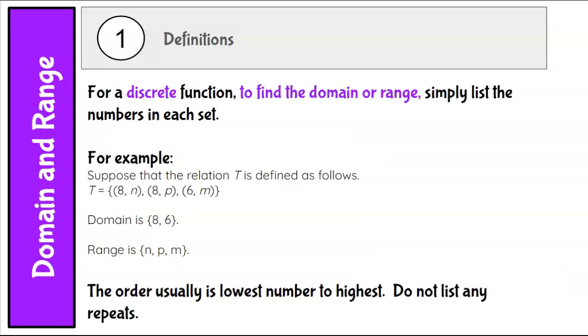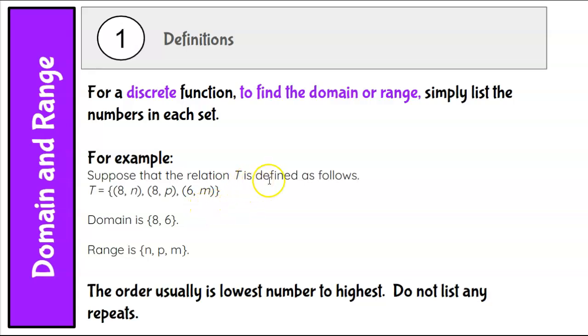What does that have to do with domain and range? Well, domain and range is a little bit different for discrete and for continuous functions. For a discrete function, to find the domain or range, you simply list the numbers in each set because they're counted. They're concrete, like discrete, concrete numbers. So for example, this is a discrete function here. It's just simply listed out each element in the set.